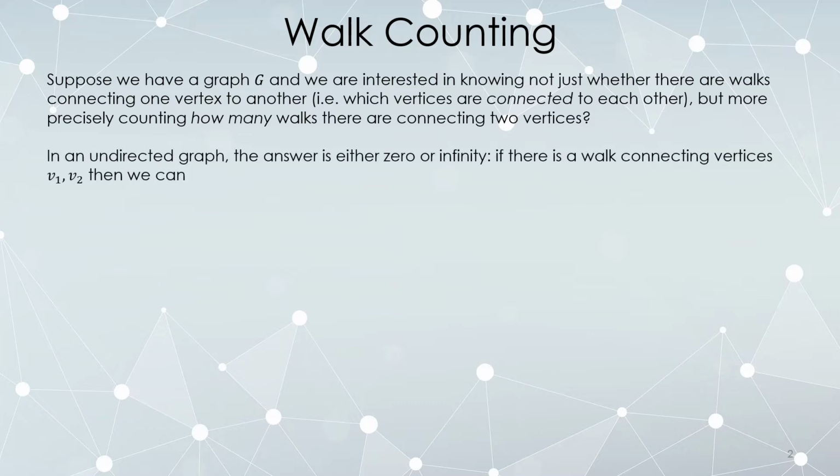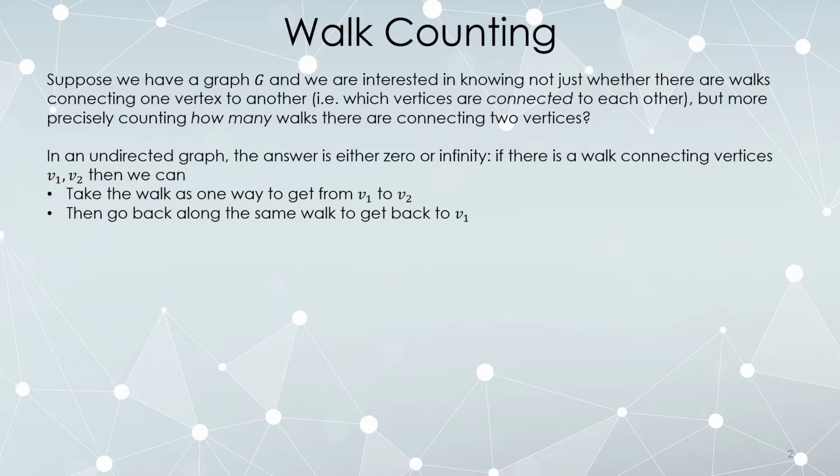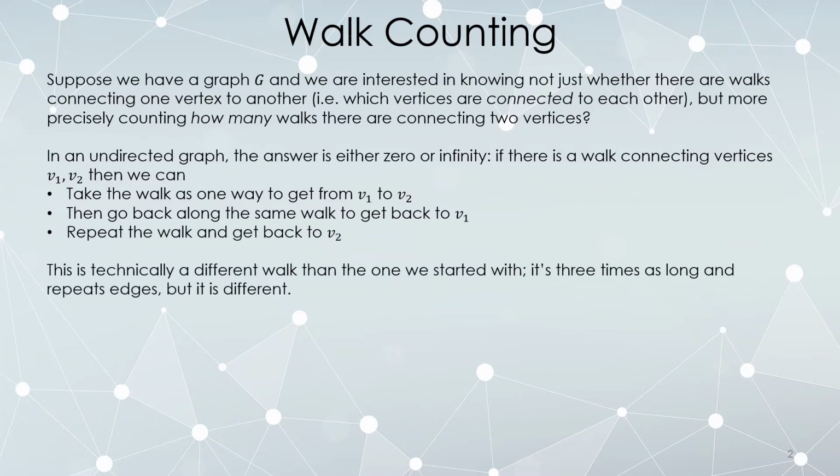Now, in an undirected graph, the answer is either going to be 0 or infinity, because if there is a walk connecting the vertex v1 to the vertex v2, then we could take the walk from v1 to v2, reverse it and go back to v1, then repeat the walk and go back to v2. This is technically a different walk from the one we started with, because it goes from v1 to v2 and then does some other stuff, but still ends at v2.